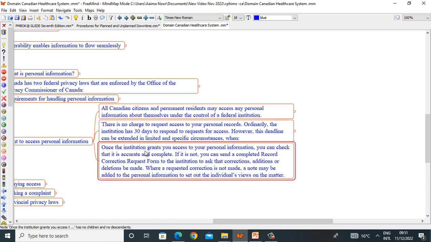Once the institution grants you access to your personal information, you can check that it is accurate and complete. If it is not, you can send a completed record correction request form to the institution to ask for that correction, with additions or deletions to be made. Where a requested correction is not made, a note may be added to the personal information to set out the individual's views on the matter.